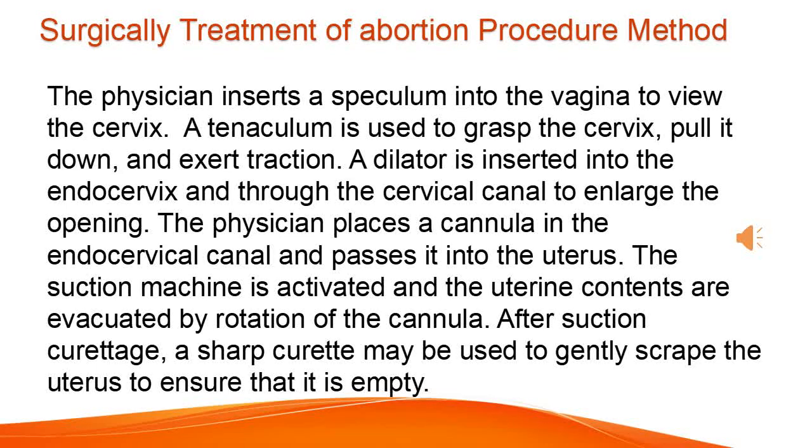The physician places a cannula in the endocervical canal and passes it into the uterus. The suction machine is activated and the uterine contents are evacuated by rotation of the cannula. After suction curettage, a sharp curette may be used to gently scrape the uterus to ensure that it is empty.